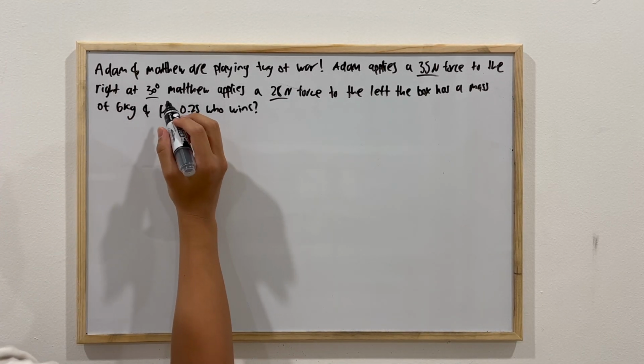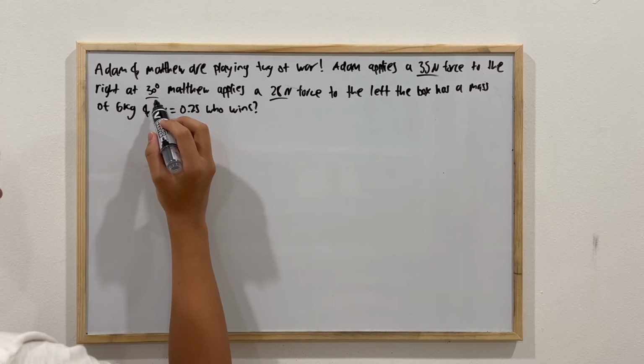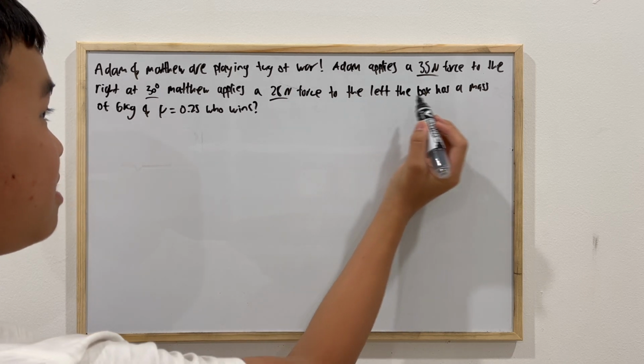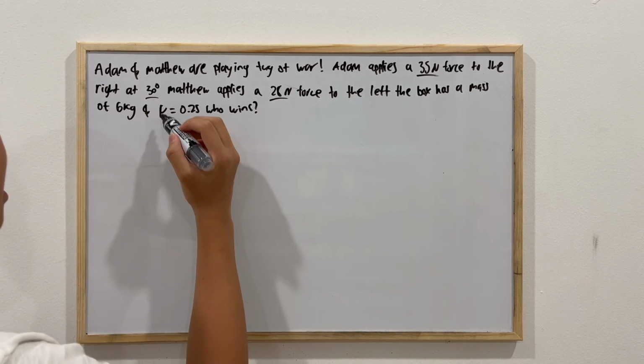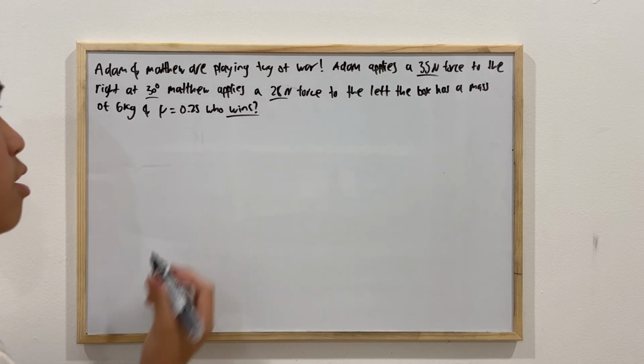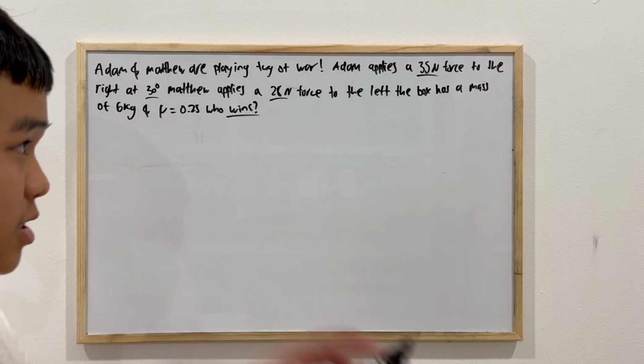So Adam and Matthew are playing a game of tug of war. Adam applies a 35 newton force to the right at 30 degrees, while Matthew applies a 28 newton force to the left. And the box has a mass of 6 kilograms, and the friction coefficient is 0.25. The question is, who wins? Now, winning is defined, in this situation, as who has the greater net horizontal force.